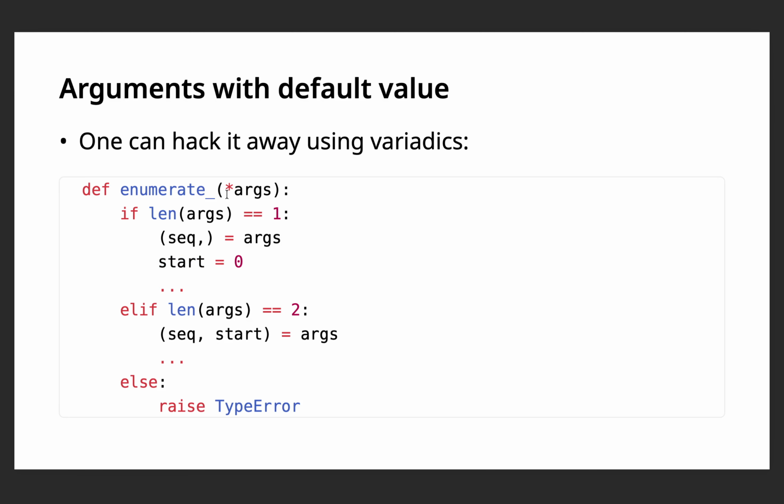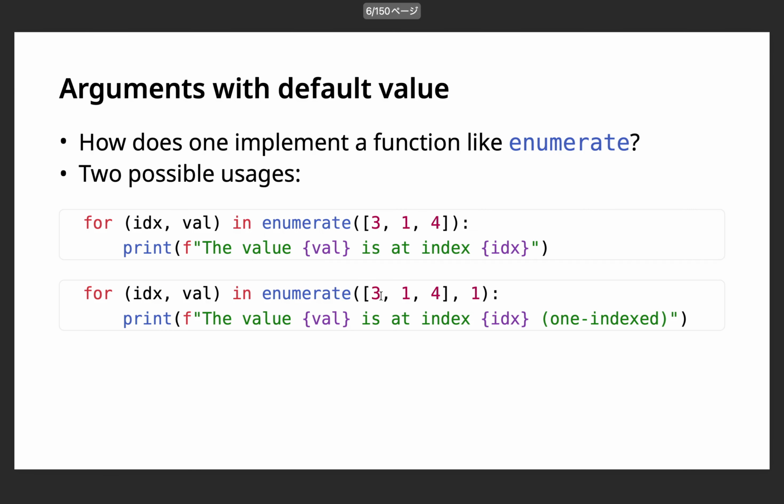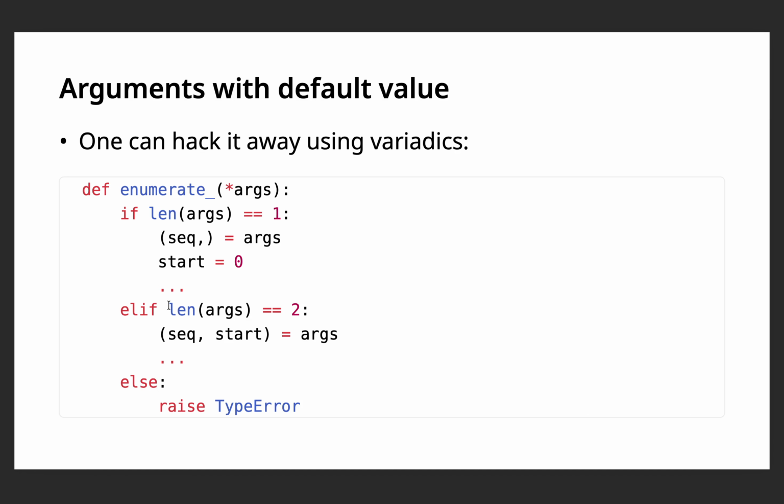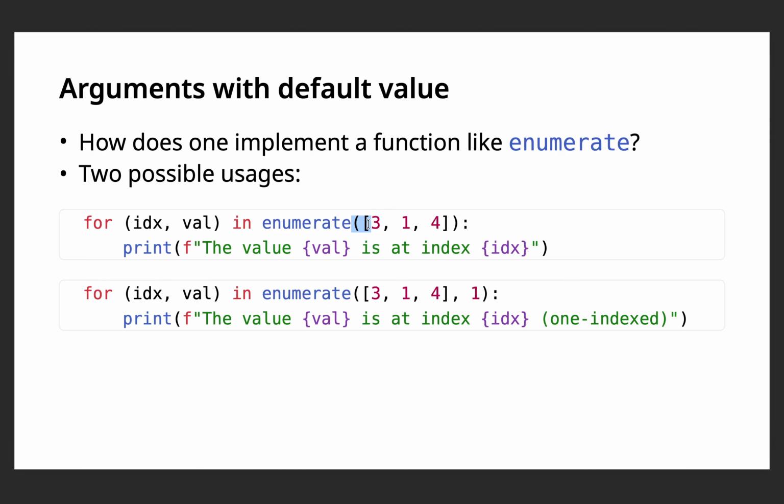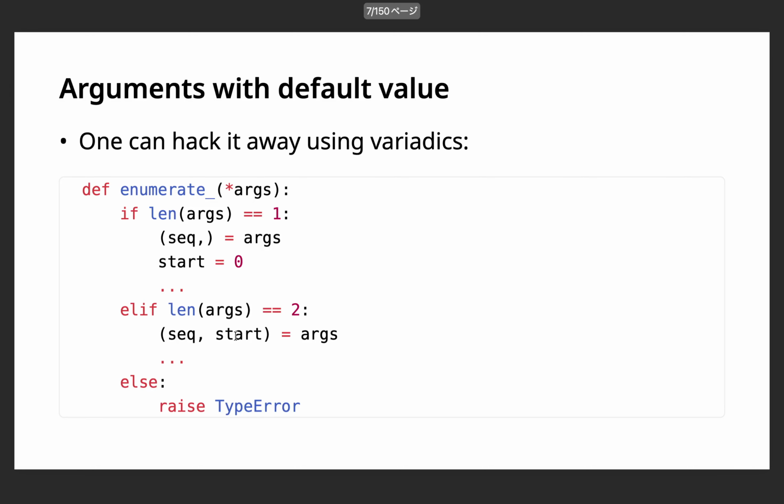On the other hand, if you get two arguments, so for this situation here, what you would do in that case is destructure the tuple into the sequence as well as the starting index. So it's very similar to the first one, except you're also capturing the value of the starting index. Otherwise, they're probably using the function enumerate not in the way that you expect. So here you raise an error.